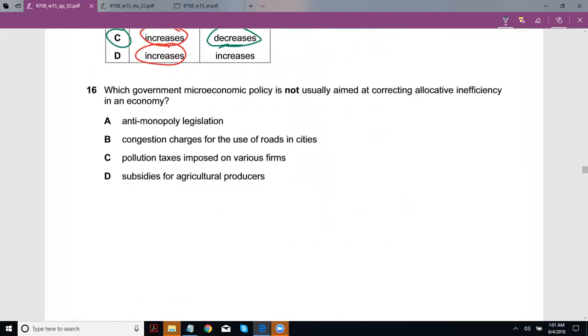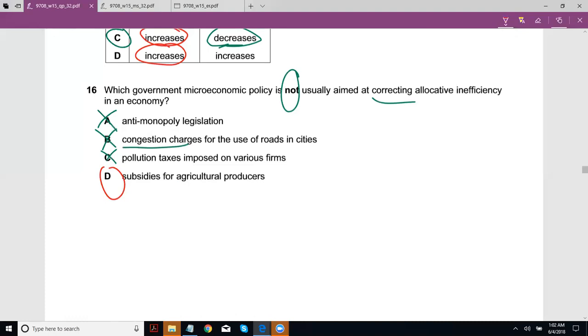Which government microeconomic policy is not usually aimed at correcting allocative inefficiency in an economy? So you can cross out those that are aimed at correcting allocative inefficiency. Anti-monopoly legislation is aimed at doing so. Congestion charges are aimed at correcting market failure. So you get rid of monopolies or monopoly power, you get rid of externalities, pollution taxes. Subsidies for agricultural producers, I guess that's your answer, because you normally don't use subsidies for agricultural producers to correct allocative efficiency.